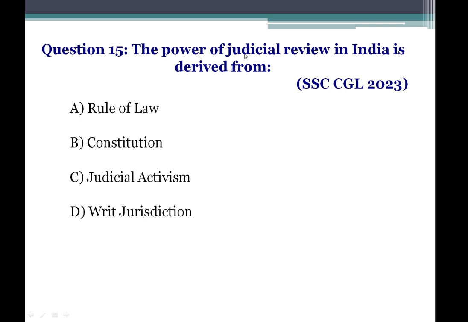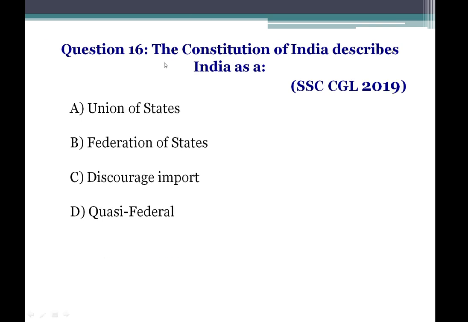The power of judicial review in India is derived from rule of law, constitution, judicial activism, or right jurisdiction. So judicial review's power is basically derived from the constitution itself. So the correct option is option B. The Constitution of India describes India as a union of states, federation of states, or quasi-federal. So the correct option is union of states. The Constitution of India describes India as a union of states. So the correct option is option A.